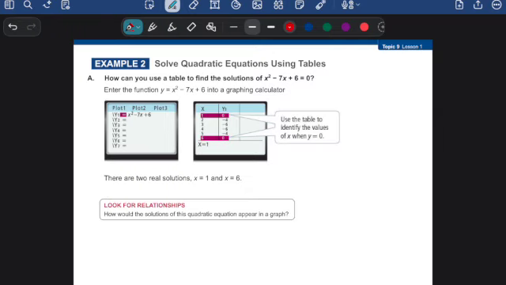Okay, so for the solutions for this equation, they typed in y equals x squared minus 7x plus 6. There's your quadratic expression. And we're looking for where the output is 0. Again, you're using second graph. So instead of graphing it, you hit second and you'll get to your table feature. And then you can search for where y equals 0.